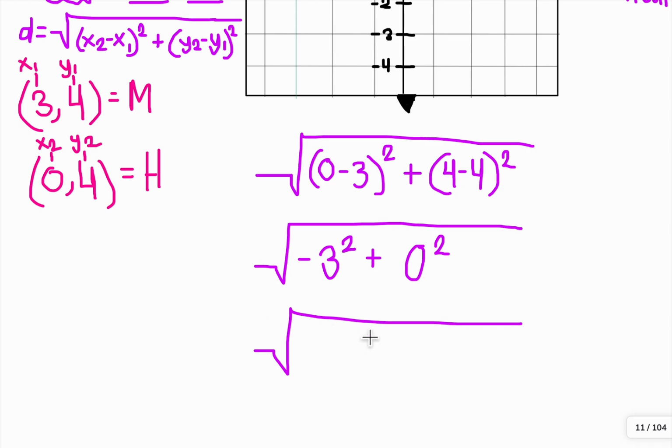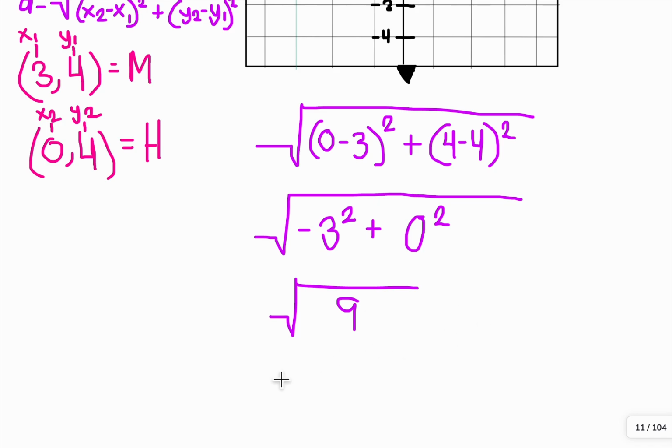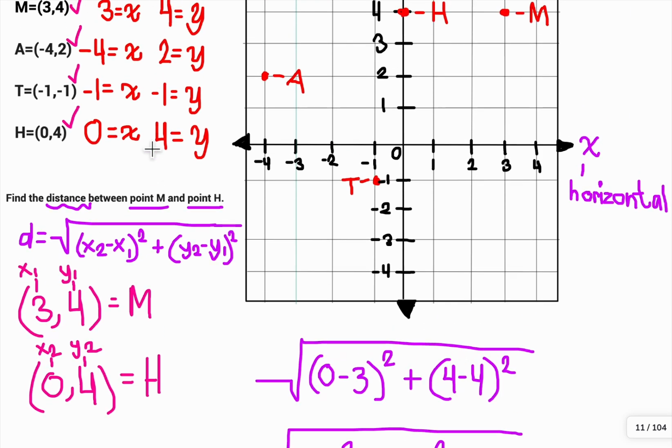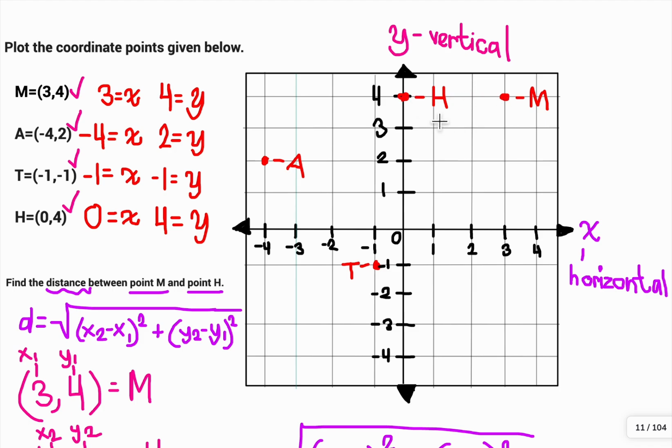So now we won't add our 0 in. We will just have 9 left, and the square root of 9 is 3. So the distance between point M and point H will be 3.